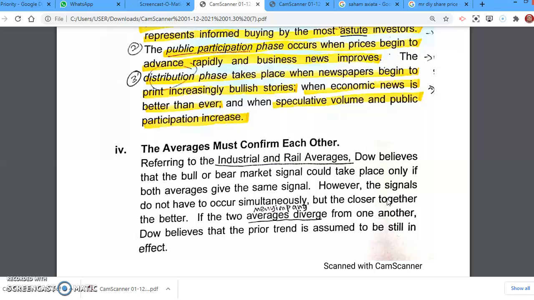kalau nak melihat kepada unjuran sama ada market itu dalam keadaan bullish ataupun bearish, mereka melihat keadaan industri dan juga rail average. Dalam Dow theory mereka melihat kepada pergerakan. Ketika unjuran industri meningkat, unjuran rail average juga meningkat, ini mereka katakan sebagai dalam keadaan bullish. Walau bagaimanapun kadang-kadang the signals do not have to occur secara serentak, tetapi semakin close together, contoh dua-dua dalam keadaan menaik, kita anggapkan market pada masa itu adalah bagus.